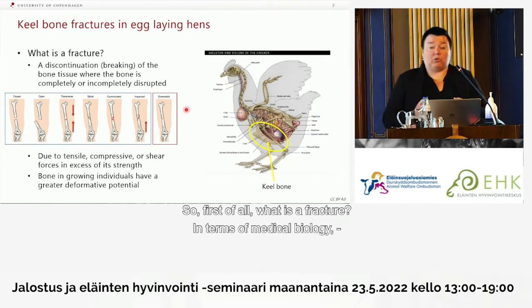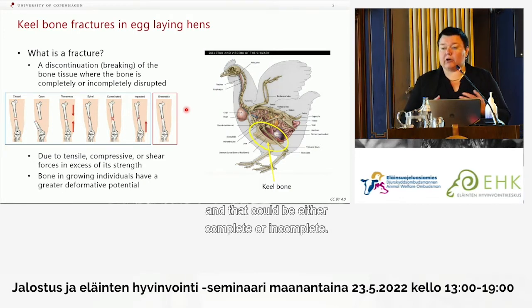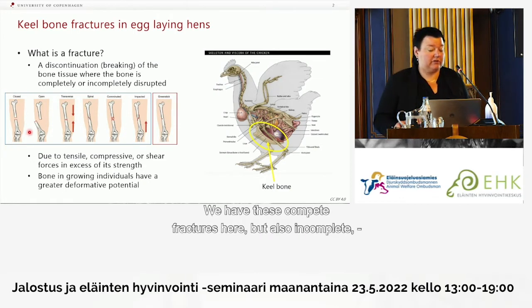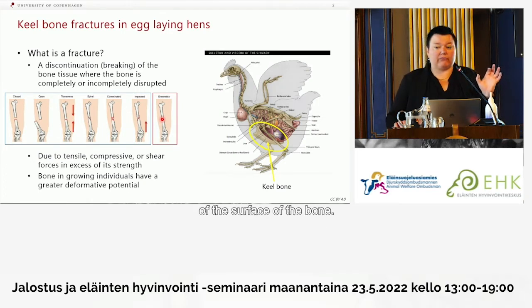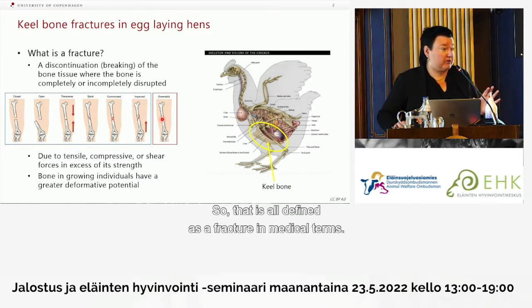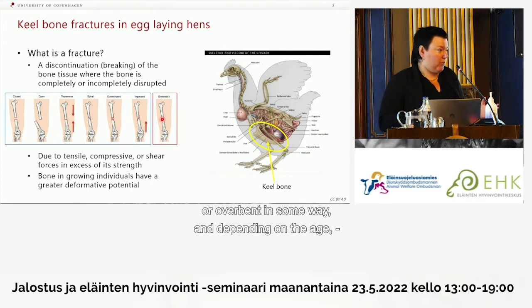So first of all, what is a fracture in terms of medical biology? A fracture is a discontinuation of the bone tissue, so it breaks, and that can be either complete or incomplete. We have these complete fractures here, but also incomplete, and that could also just be small ruptures of the surface of the bone. That is all defined as a fracture in medical terms. And how do they occur? Well, it's because they are overstretched or overbended in some way.